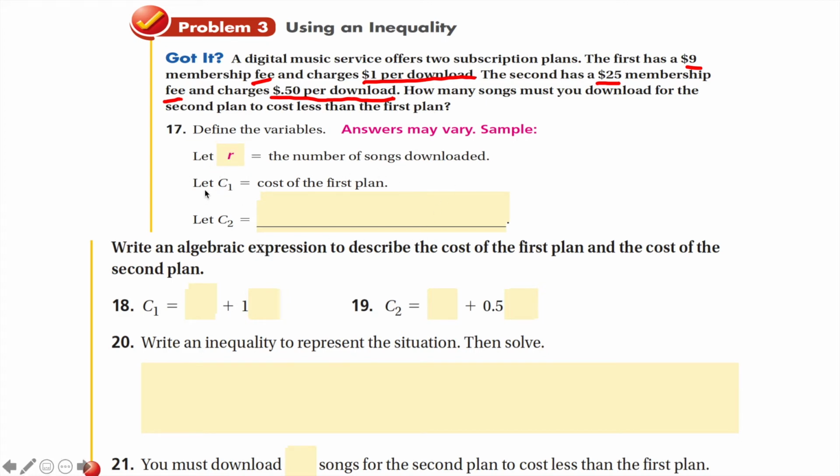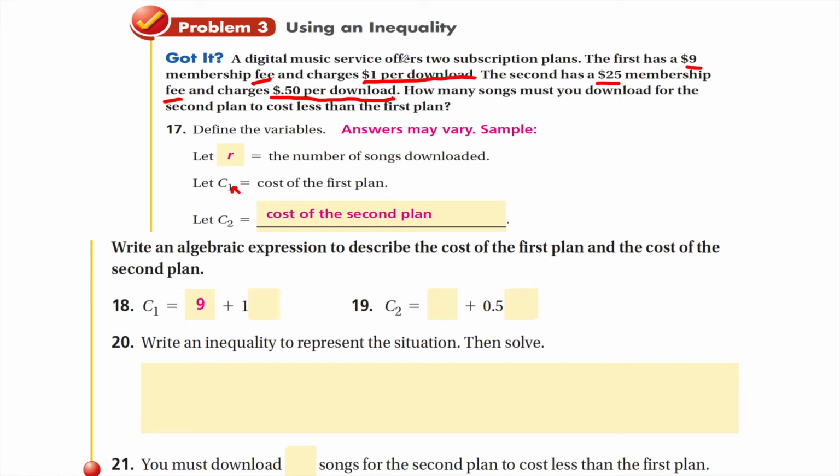All right, and they're going to also say let C sub 1 equal the cost of the first plan, and C sub 2 is going to be the cost of the second plan. Can we write the algebraic expression to describe the cost of the first and then the cost of the second plan? Well, the first plan starts with $9 as a fee. That is a one-time cost, so I'm going to write that one time.